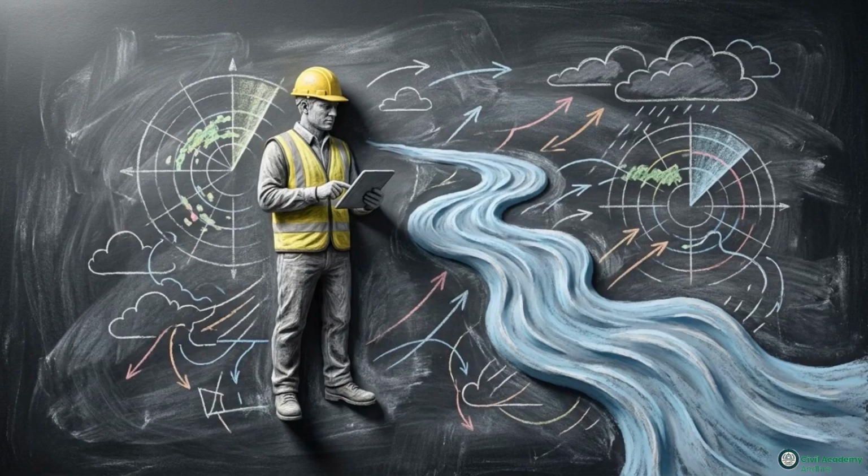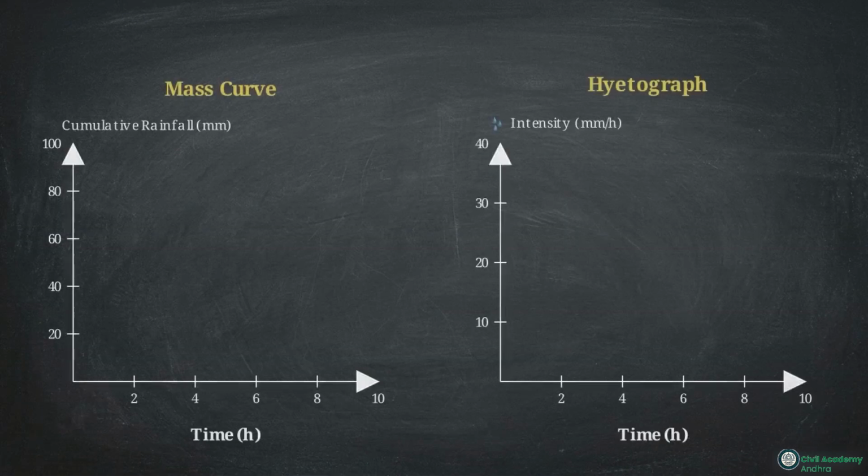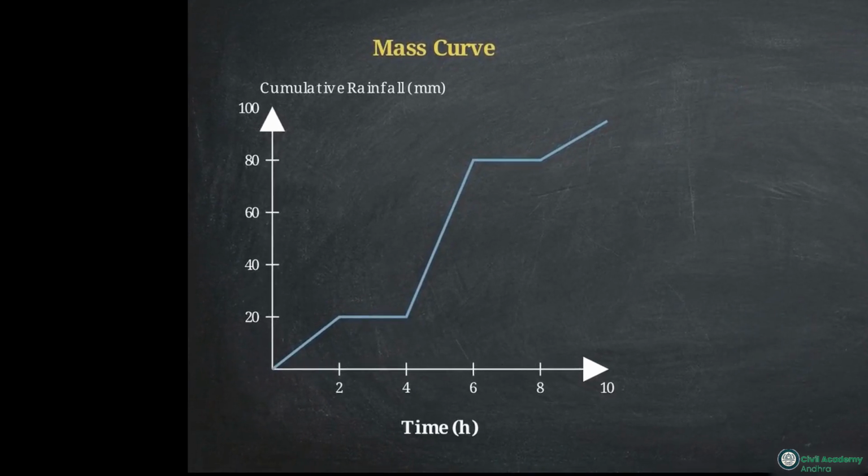As a civil engineer, one of your core jobs is to track the exact journey of a single storm, from the sky, across the ground, through the pipes, and into the river network. This animated graph on the left shows a mass curve of rainfall next to a standard bar chart hyetograph on the right. This mass curve is where our calculation starts.